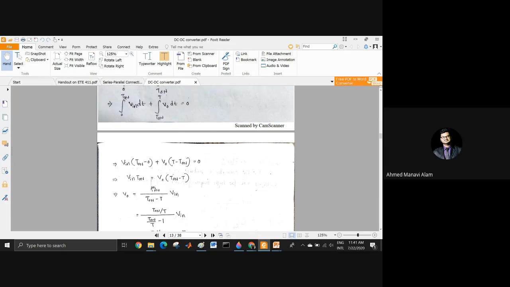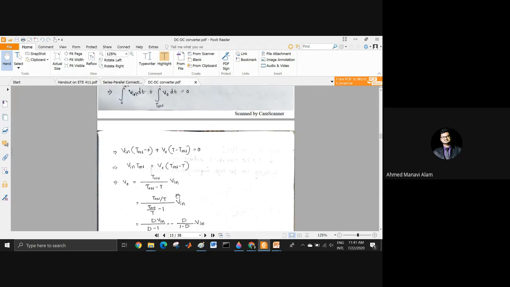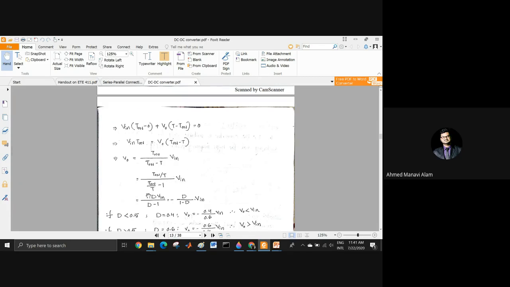V0 equals Ton by (Ton minus T) into Vin. Then what we do, we divide the upper and the lower, numerator and denominator, by T. Ton by T, Ton by T, that T is gone. Then Ton by T is replaced by D, which is my duty cycle.